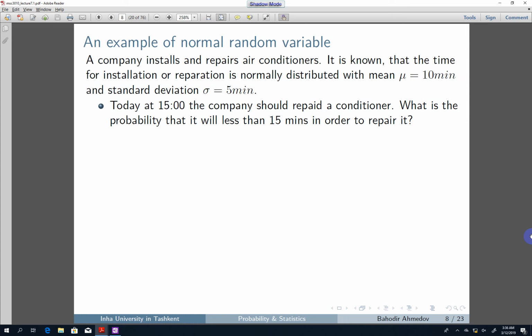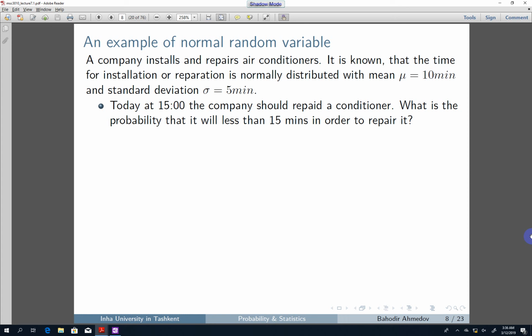Let's say there is a company which sets up air conditioners. They come to my house, or to your house, and set up the air conditioner. Usually it takes some time. Sometimes it might take 5 minutes, sometimes 15 minutes. It depends on the situation, but this is random. Let's assume that this random variable has a normal distribution with a mean of 10 minutes, so usually it takes 10 minutes until they set up everything, and a standard deviation of 5 minutes.